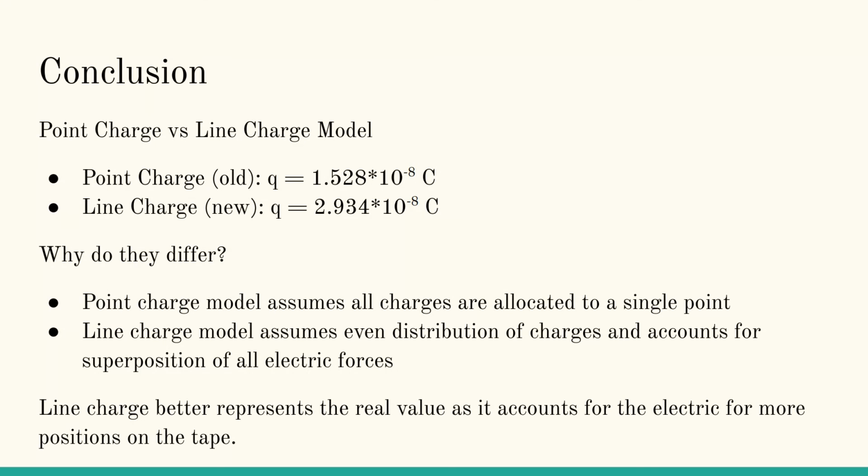The point charge model assumes that all the charges of a system are a single point, whereas the line charge model assumes an even distribution of charges and accounts for the superposition of all electrical forces. Therefore, after knowing that our pieces of tape have charged particles scattered throughout the system, a line charge model better represents the electric force each may exert.